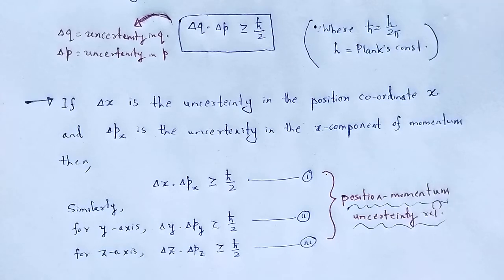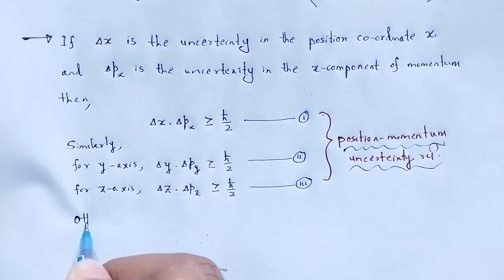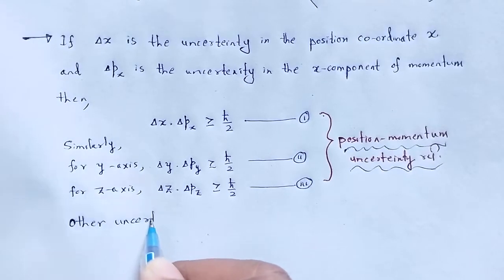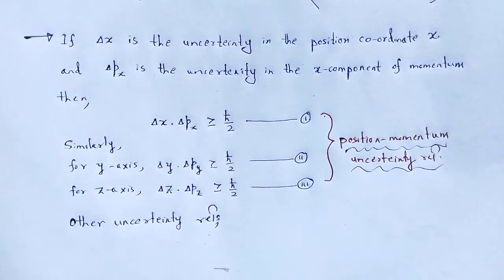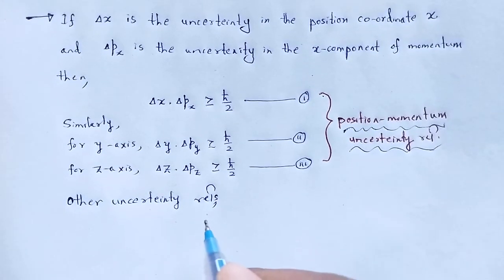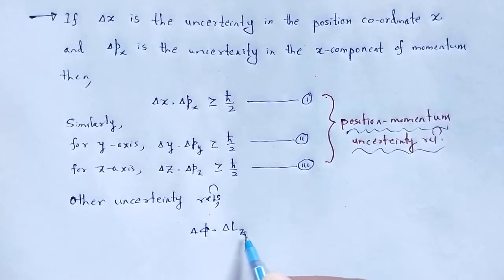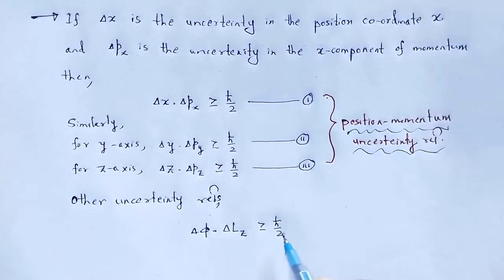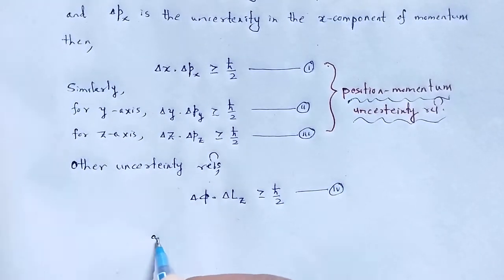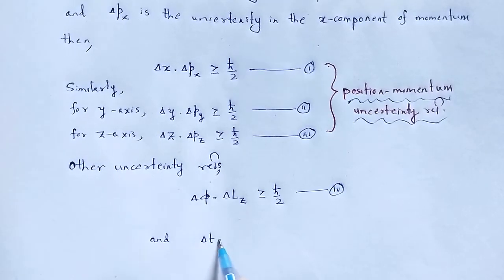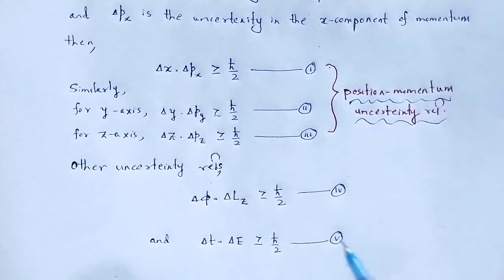Again, the other uncertainty relations are like this: del phi del Lz greater than or equal to h cross by 2, that is equation number 4, and del t del E greater than or equal to h cross by 2, that is equation number 5.